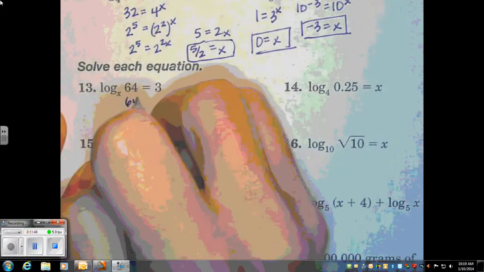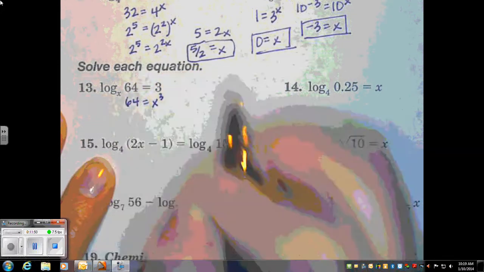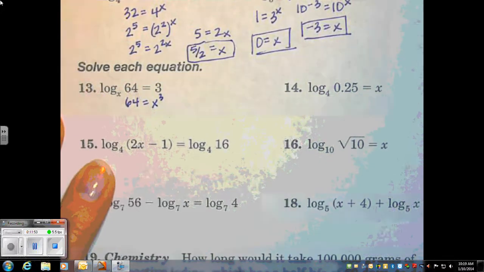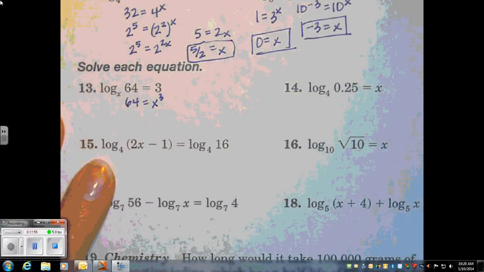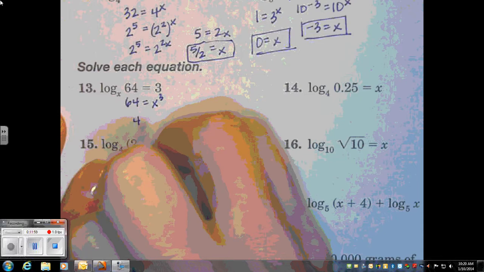64 equals x to the 3rd power. How am I going to get x by itself? Square root. Or cube root. Cube root. There you go. Cube root of both sides. And that's it.